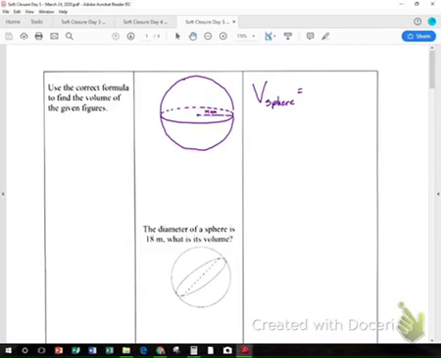The volume of a sphere is equal to 4/3 pi times the radius cubed.